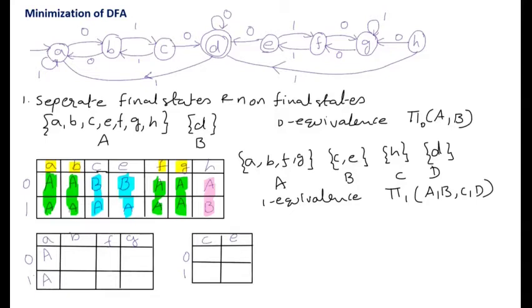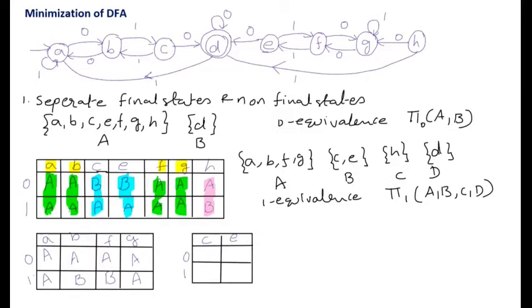B on 0 moves to the state A, and A belongs to the set A, so we write A. And B on 1 moves to the state C, and C belongs to the group B, so we need to write B here. F on 0 moves to the state G, and G belongs to the set A, so we write A. F on 1 moves to the state E, and E belongs to the group B, so we write B here. G on 0 moves to the state F, and F belongs to the set A. G on 1 stays in the same state, and G belongs to the set A, and this table is filled.